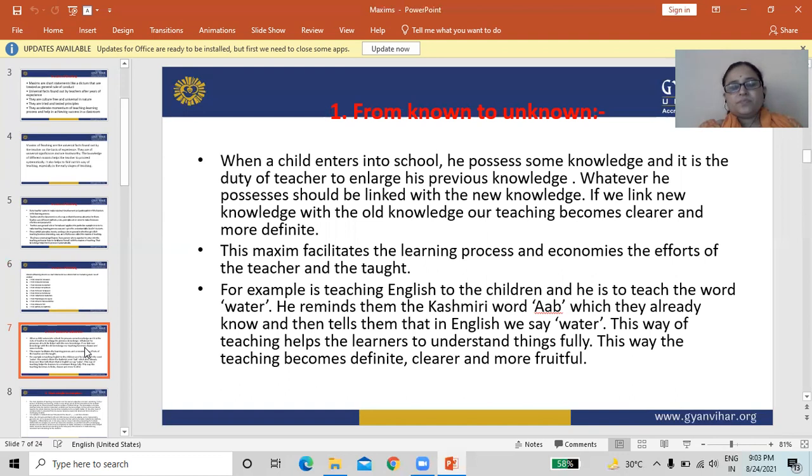For example, a teacher is teaching English to the children, and he is to teach the word water. He reminds them of the Kashmiri word ab, which they already know, and then tells them that in English we say water. This way of teaching helps the learner to understand things fully. This way the teaching becomes definite, clear, and more fruitful.